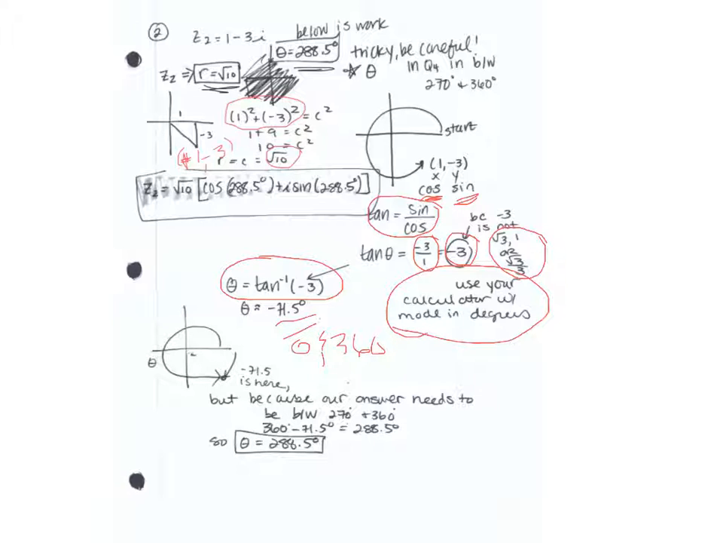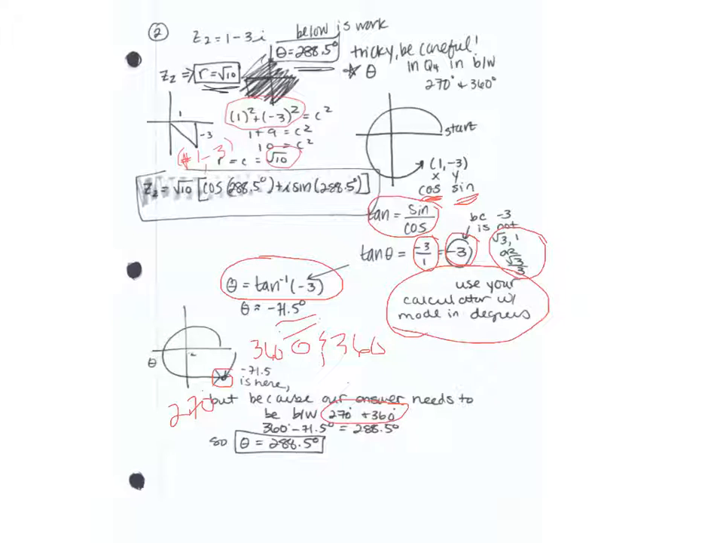So we know if it's in quadrant 4, the value's got to be between 270 and 360 degrees, right? This is 270, this is 360, and the dot is in between. So obviously it can't be negative, so it can't be negative 71.5. It can't be positive 71.5 either. That's not between 270 and 360.